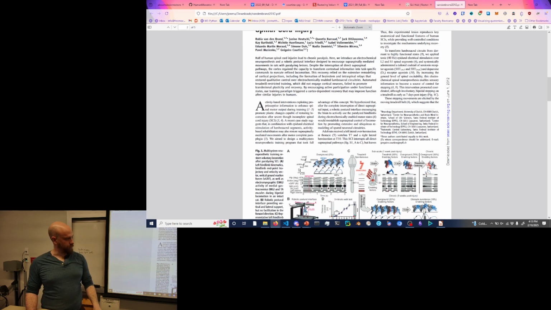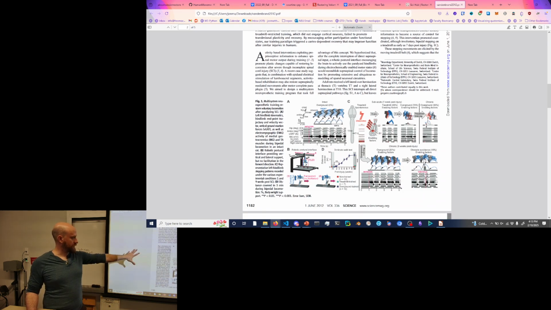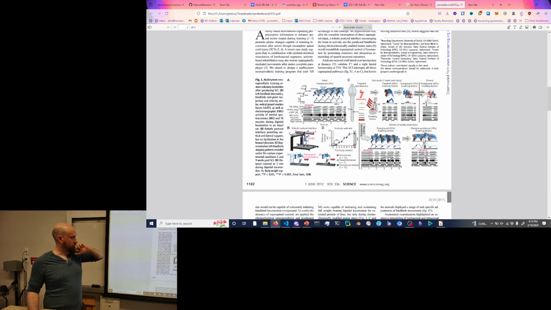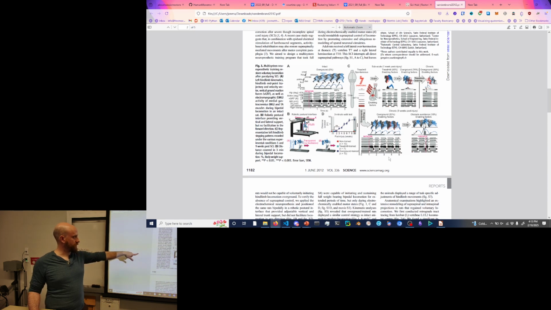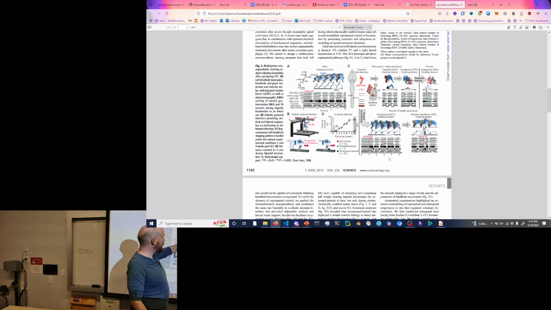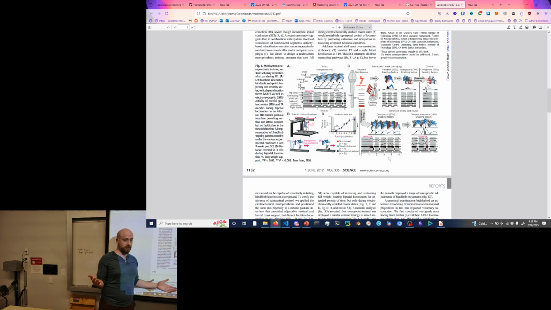Okay, so this particular study, this is your figure one. This style of figure is very common in Science and Nature journals, because Science and Nature journals are very, very short and very, very dense.